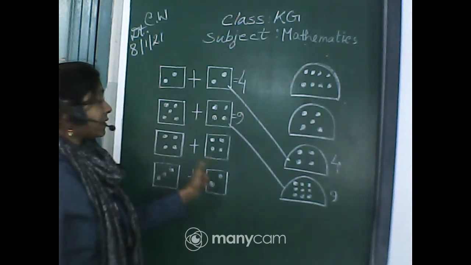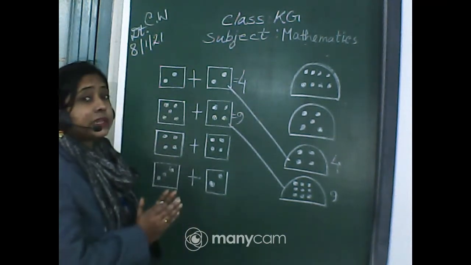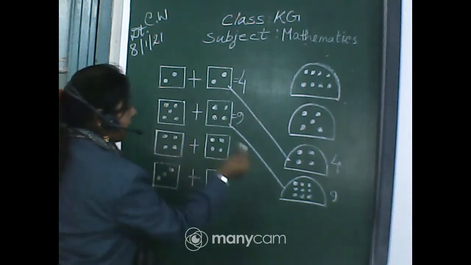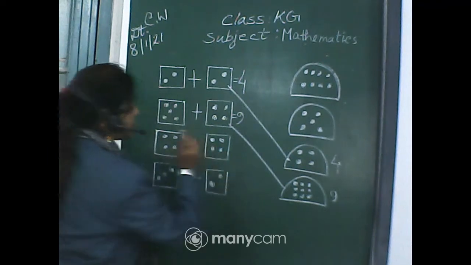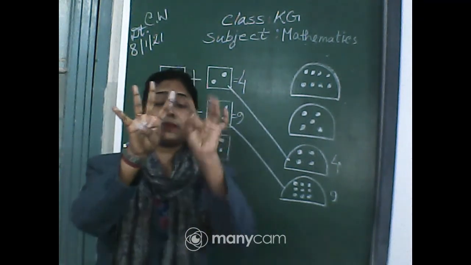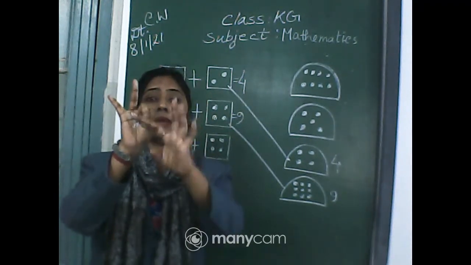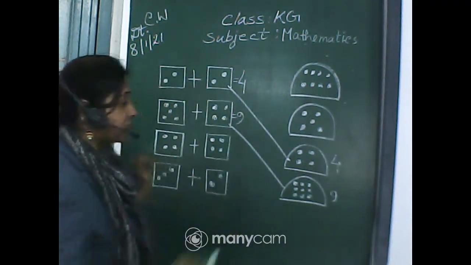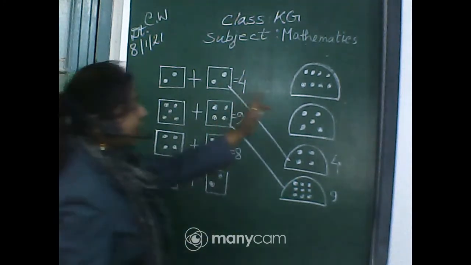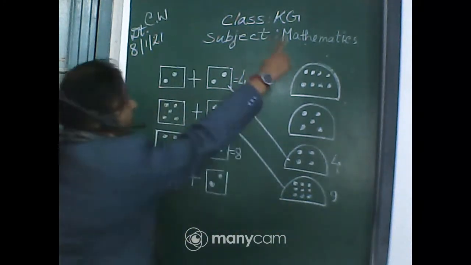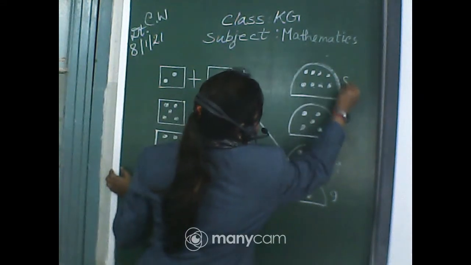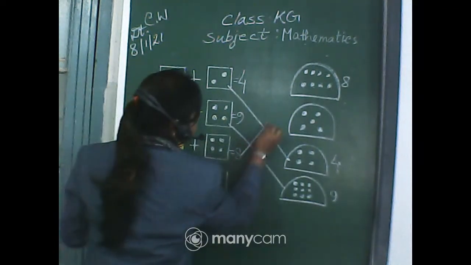Now third one, 2 boxes add together. How many? First one is 1, 2, 3, 4, and the other box also 1, 2, 3, 4. So 4 plus 4. Both numbers are the same. 5, 6, 7, 8. So 4 plus 4 is equal to 8. Okay. So where is 8 in the semicircle? This first one: 1, 2, 3, 4, 5, 6, 7, 8. So we are matching with this.